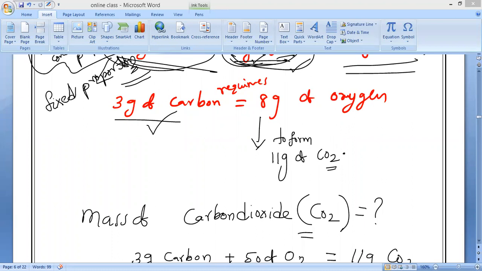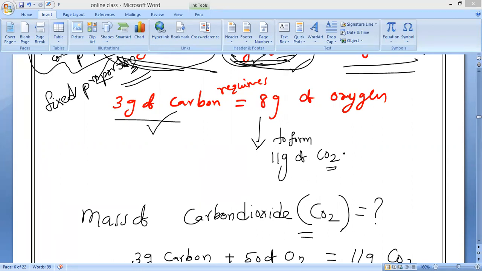First, our answer will be governed by the law of constant proportion. Law of constant proportion. Neatly write it. If you do not understand, please kindly ask me. Law of constant proportions. Full stop.